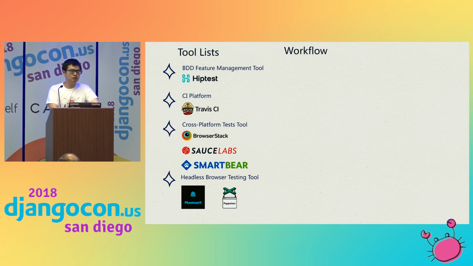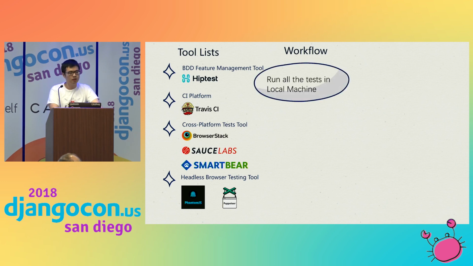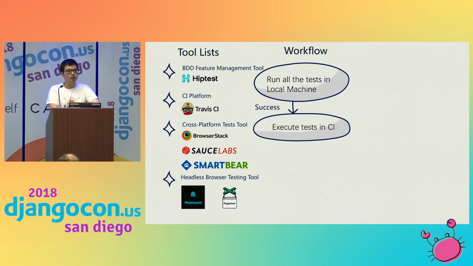And then I'm going to talk about the workflow. First, you run all your tests on your local machine, make sure they pass. You can run them in Chrome, you can run them in Firefox. After they pass, you can push the code to GitHub, and GitHub is ready to integrate with Travis CI. On Travis CI, we're going to do parallel testing because we really want to have our tests pass in different browsers and different operating systems. Let's say it's called compatibility testing.